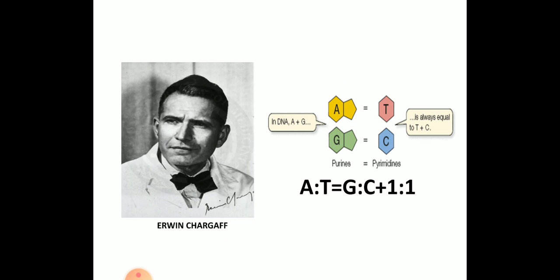So he is the person, Erwin Chargaff, who gave that A is to T is equal to G is to C. That is called the ratio of 1:1.